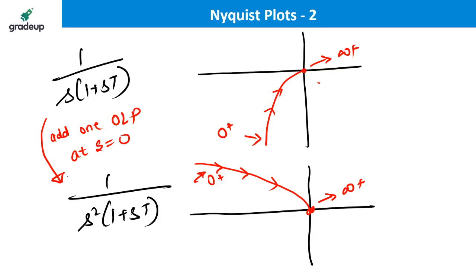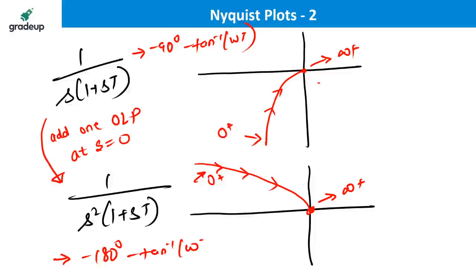You add an open loop pole at the origin. What is the effect on the polar plot? Tell me the observation. Yes, quadrant shifting. In what direction? Quadrant shifting means shifting the polar plot by 90 degrees. Yes, the angle is shifted. See why the angle is shifted? The simple reason is here the phase is minus 90 minus tan inverse omega T. But for this case it is minus 180 minus tan inverse omega T.